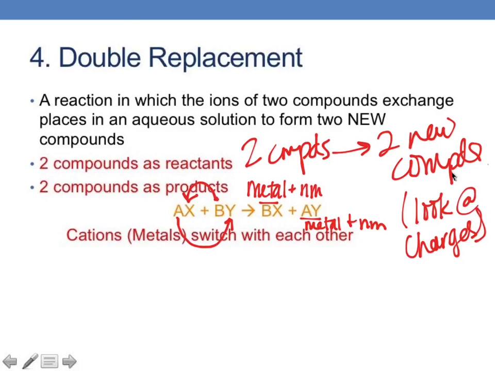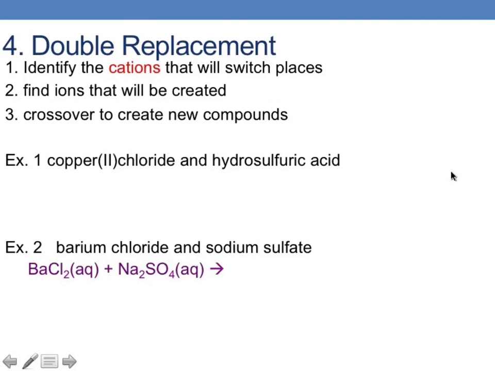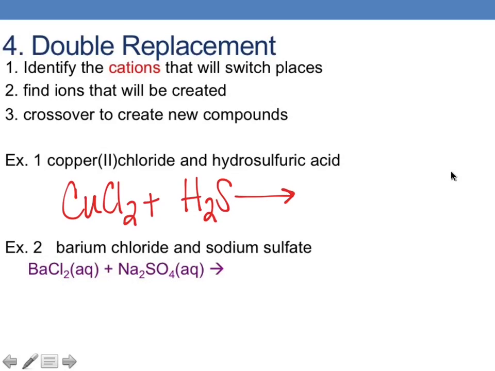Okay, we ready to do some examples? Copper 2 chloride. So what I'm going to do here is go ahead and write the equation. Copper 2 chloride reacts with hydrosulfuric acid. I like to write my charges at the top. So the charge of copper is a +2. Chlorine is a -1. Hydrogen is a +1. Sulfur is a -2.